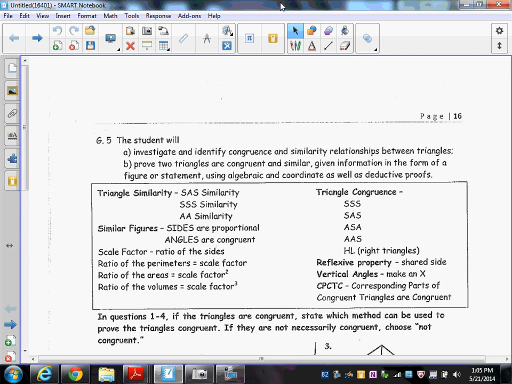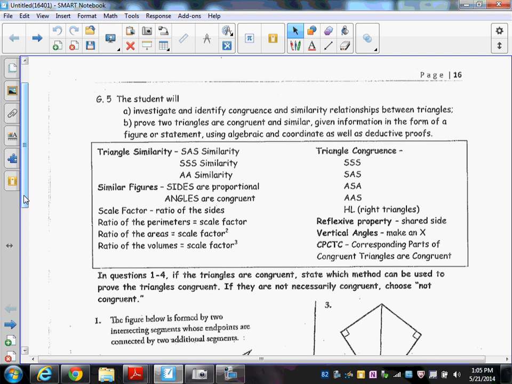This video is going to cover pages 16 through 18 in the workbook. So we have triangle congruence and we have triangle similarity. For triangle congruence, we have these 5 properties here. And the first 4 are the most critical.